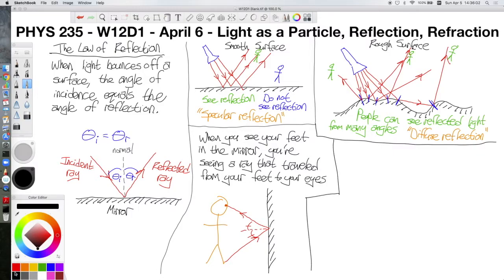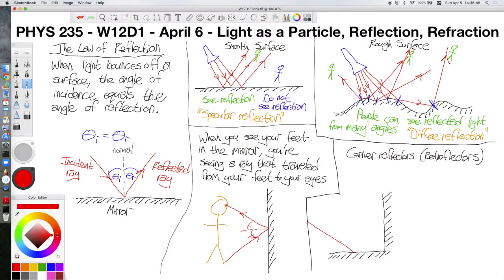The last thing I want to talk about related to reflection is something called a corner reflector or a retroreflector. These are mirrors that are designed with a 90-degree bend in them. So when light comes into this corner reflector, it is actually reflected back out parallel to how it came in. So the light might come in this way, reflects off of this surface, then reflects off of this surface, and goes back out that direction, where this angle is equal to this angle, and this angle is equal to this angle based on the law of reflection.